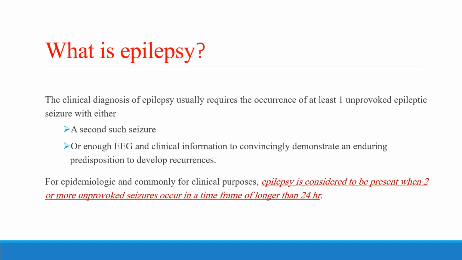But epilepsy usually requires the occurrence of at least one unprovoked epileptic seizure with either a second such seizure or enough EEG and clinical information to convincingly demonstrate an enduring predisposition to develop recurrences. For epidemiologic and commonly for clinical purposes, epilepsy is considered to be present when two or more unprovoked seizures occur in a time frame of longer than 24 hours.